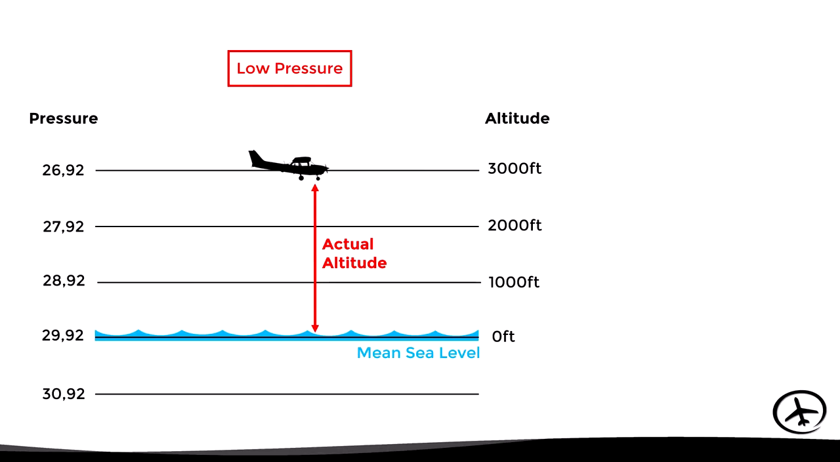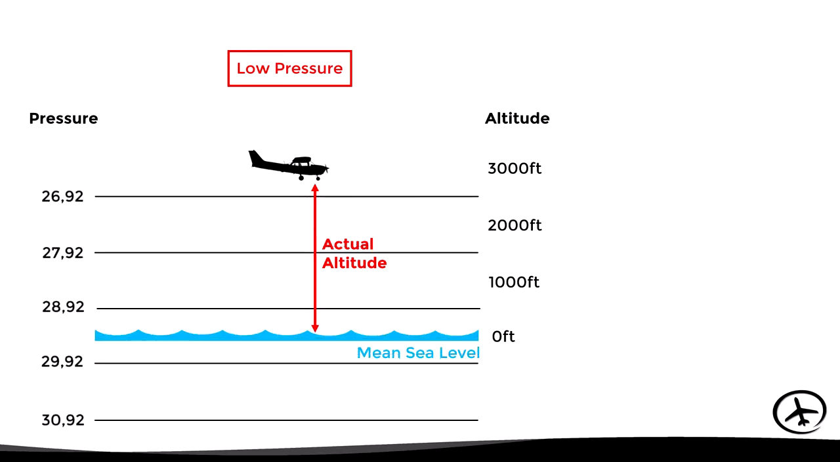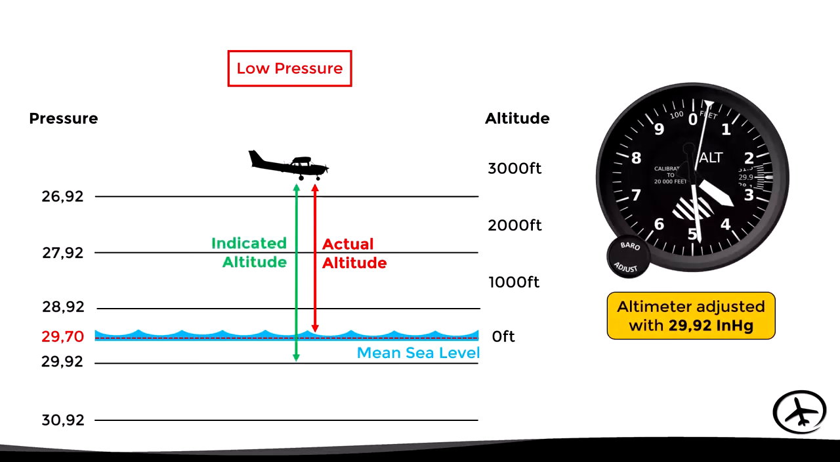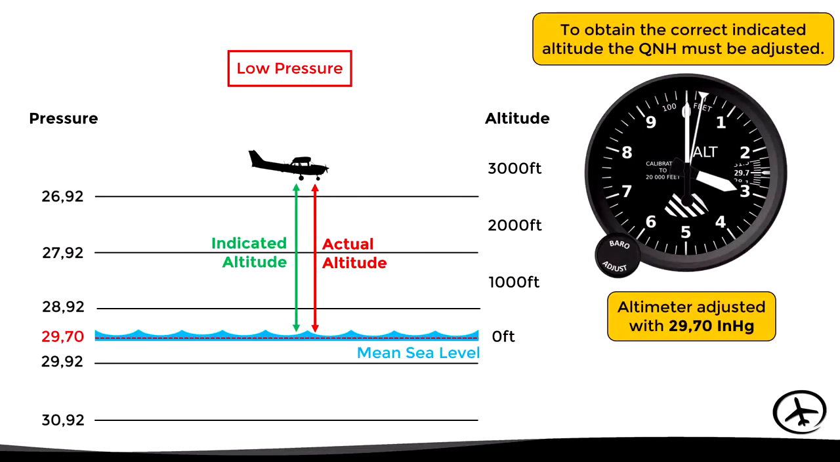Now, on the other hand, the opposite happens if there are lower than standard pressure conditions. In this case, the isobars will move downwards, and therefore the pressure at sea level will be lower than 29.92, in this case it is 29.70. So, if our altimeter is still adjusted with the default setting, the indicated altitude will be higher than the actual altitude. So in order to obtain the correct altitude reading, we will have to adjust the current QNH of 29.70 as the new barometric reference.